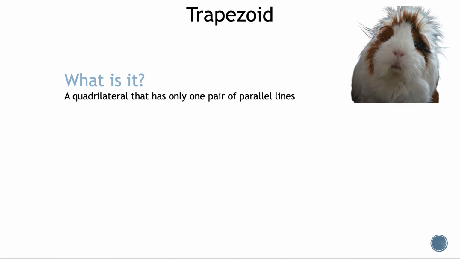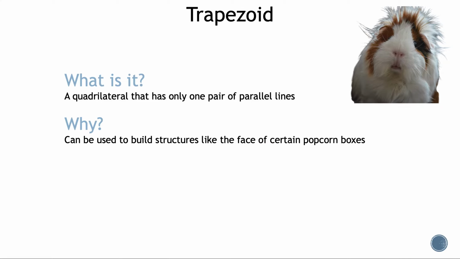Area of a trapezoid. Find the area of a trapezoid. What is it? A quadrilateral that has only one pair of parallel lines. Why? It can be used to build structures like the face of certain popcorn boxes.